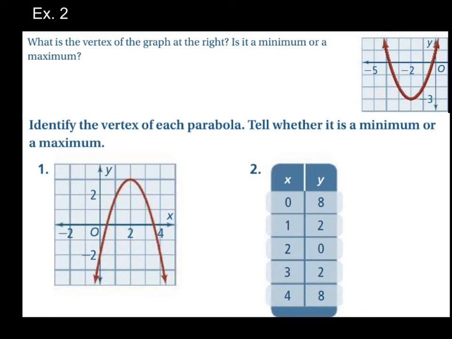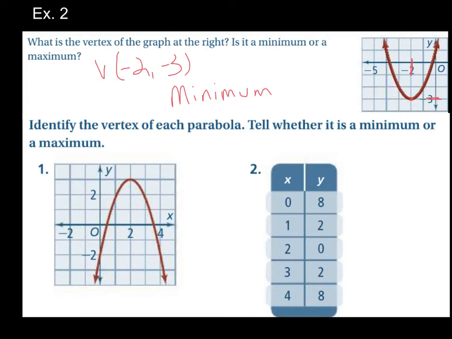So if we look at this graph to the right, what is the vertex and is it a minimum or a maximum? Okay, so see if you can identify those and then check them with the video. So here is our point at -2 and -3. So my vertex is at -2, -3, and it is the lowest point, which means that it is a minimum for the graph.